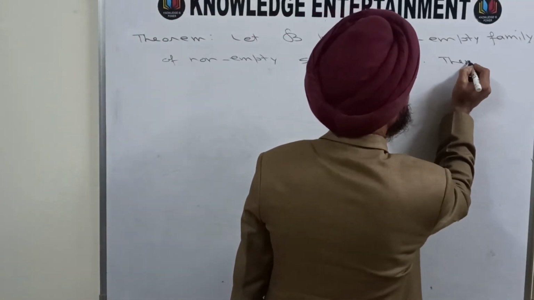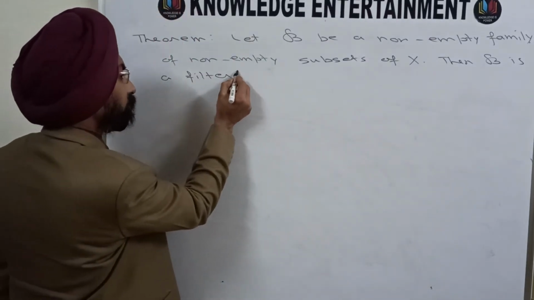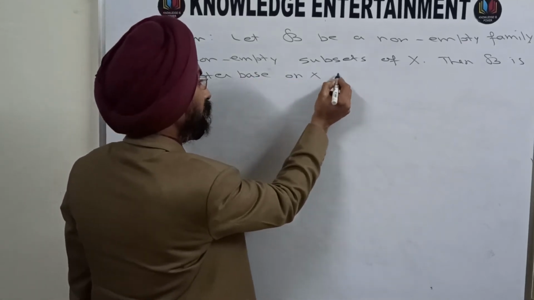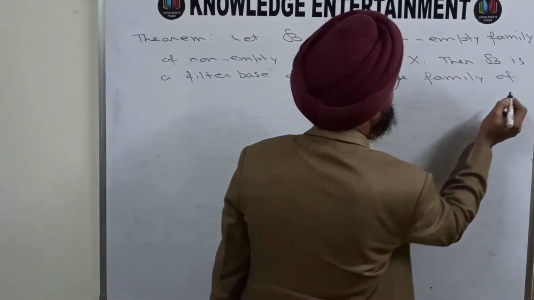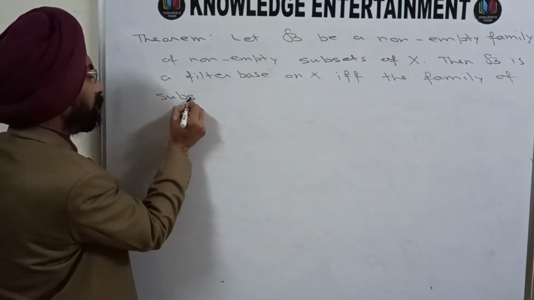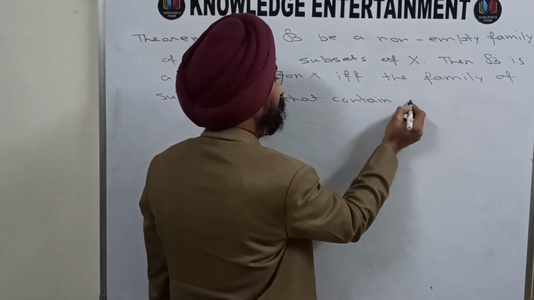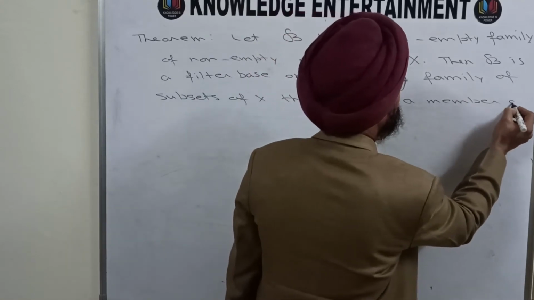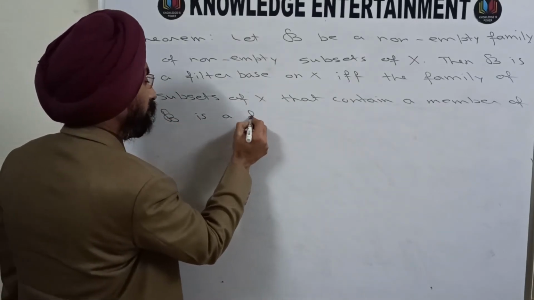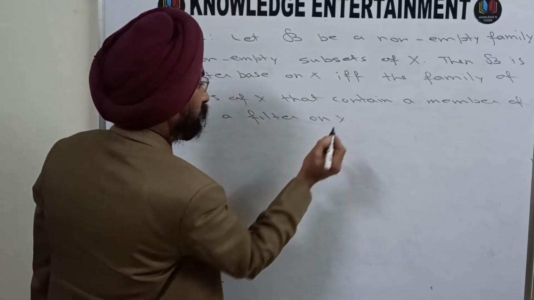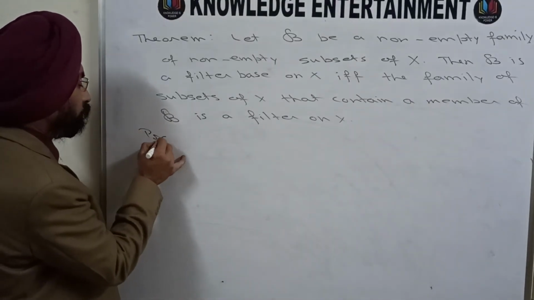Then this B is a filter base on X if and only if the family of subsets of X that contain a member of B is a filter on X. So this is a theorem which we are going to prove now. So let us see the proof, how to prove it.